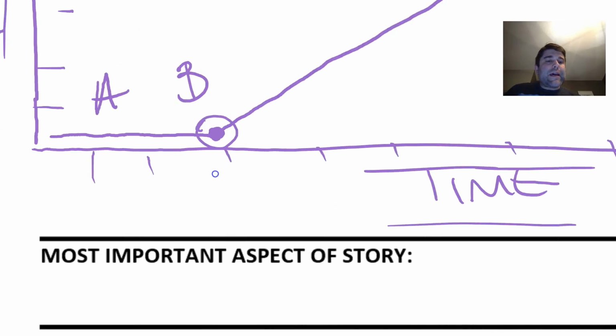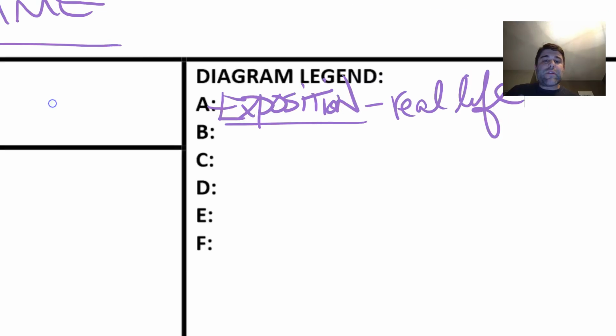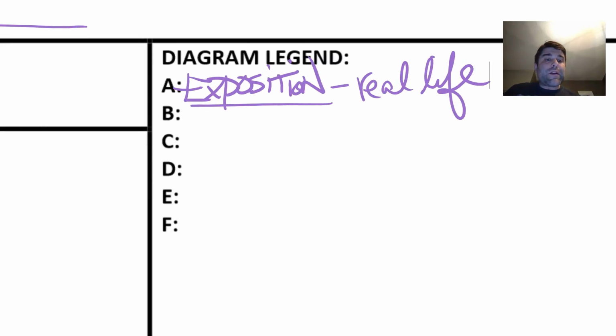Point B on this line is really important. It is one of the most important parts of the story, and it's the turning point for the character. It is called the inciting incident.